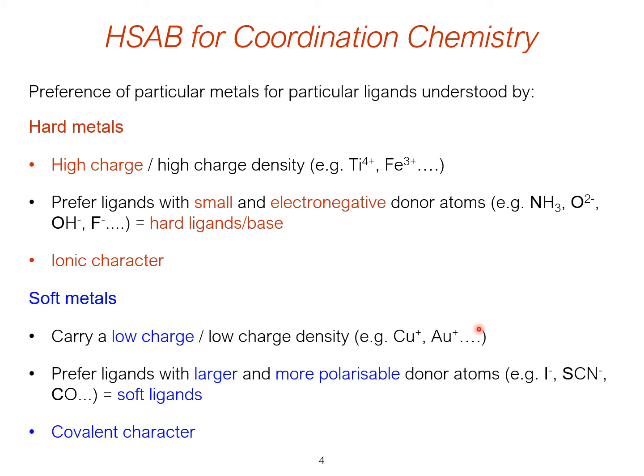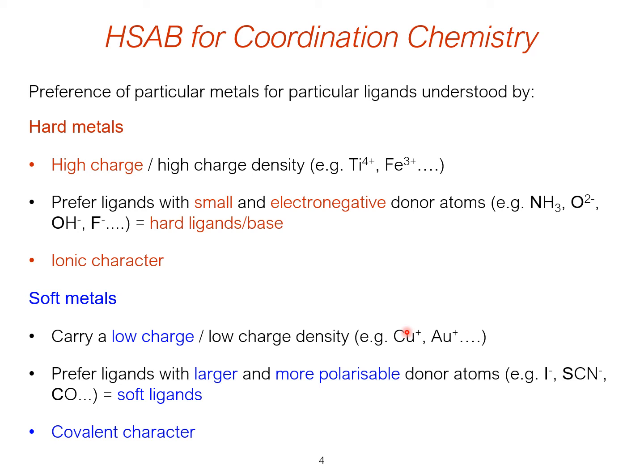If we look at the soft metals, and therefore the soft bases as well, soft acid, soft base interactions, soft metals are completely the opposite. They carry a low charge or a low charge density. So the examples we've got here are copper 1+ and gold 1+. So you can already see that the charge of the cation is much smaller. Here we were looking at 4+ and 3+. Here it's just a 1+ cation. It's a low charge density as well.